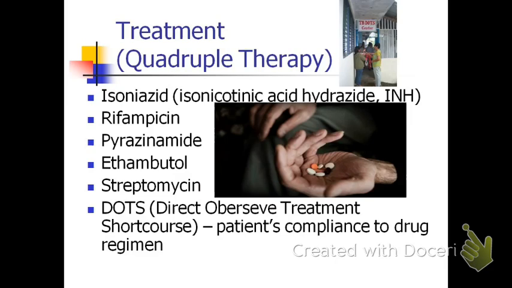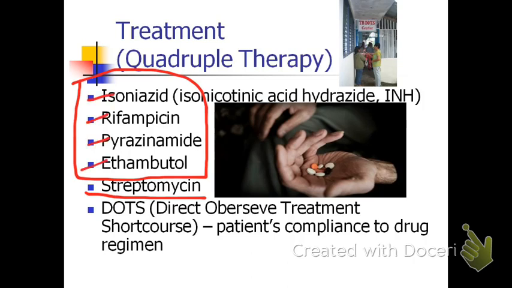Now, the treatment for tuberculosis is known as quadruple therapy. Quadruple therapy is made up of isoniazid, rifampicin, pyrazinamide, and ethambutol. So these four would be the most common components. Streptomycin could also be used if any of these antibiotics become resistant. So, here in the Philippines, we have a program known as DOTS, otherwise known as Directly Observed Treatment Short Course.